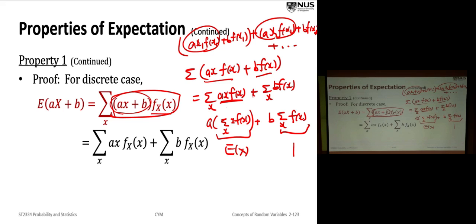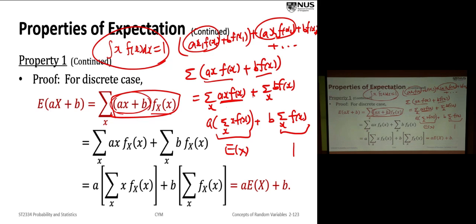Or integrate, for continuous, then the integral of f of x dx is also equal to 1. All right? That's for a continuous random variable. So I have a times expectation of x plus b. So we prove the property of this expectation. All right? This one equals expectation of x. This equals 1.